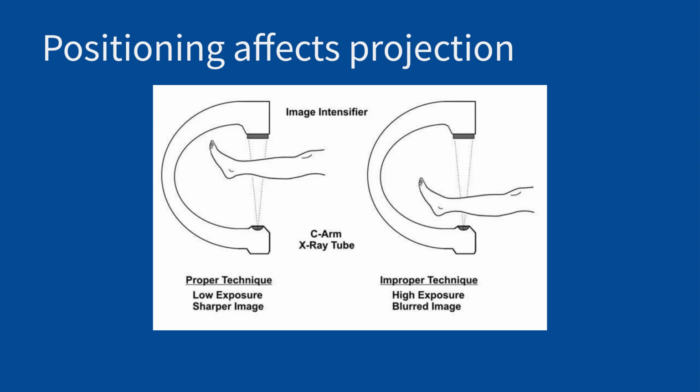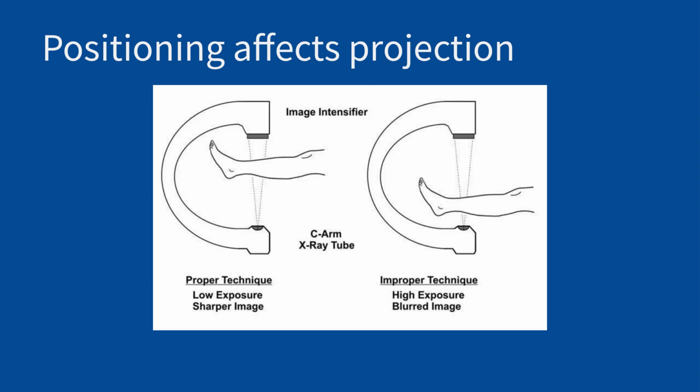And positioning has a pretty significant impact on this projection. So the farther away we are from the X-ray tube, the less distance the beams will have to diverge onto the image intensifier or detector. The other piece to this is that we can use lower exposure if we are closer to the image intensifier because we're going to lose less X-ray once they exit the patient.